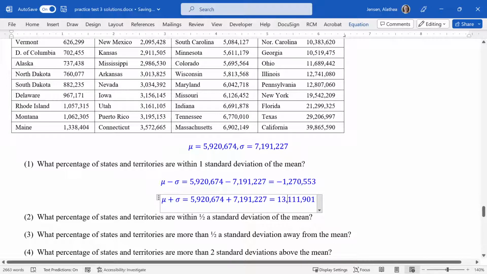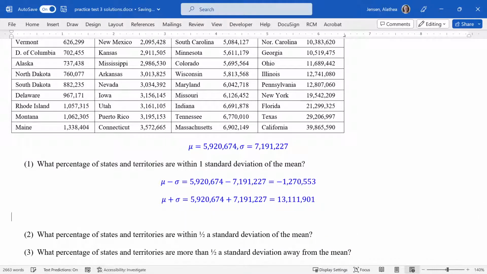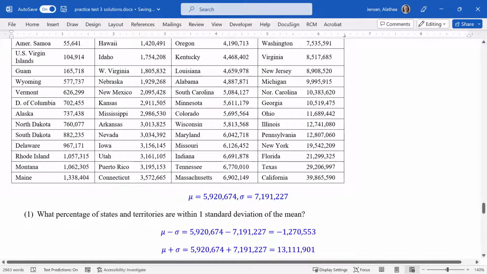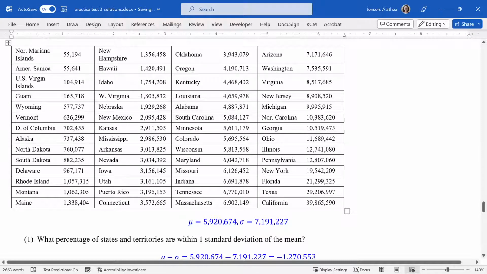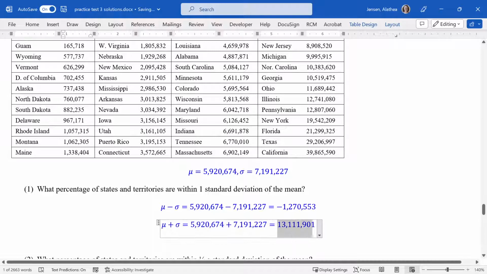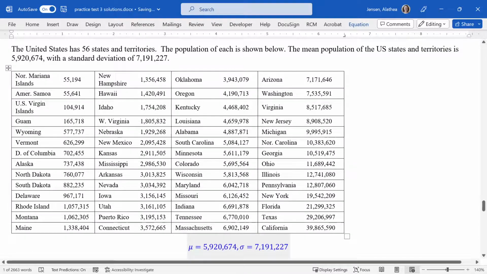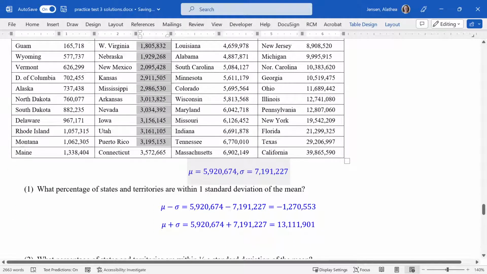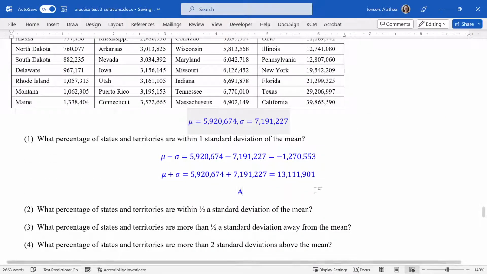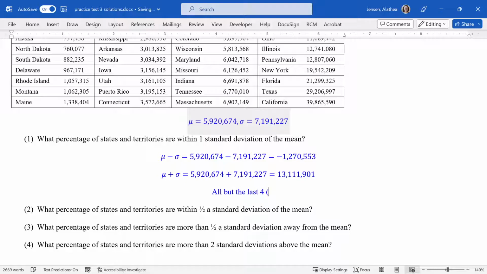Okay, so we want to know what percentage of states and territories are between these two numbers. First we need to count how many are between those two numbers. Starting with the smallest one, going all the way up to 13 million and some. These are in order down the columns here. So 13 million, looks like it stops right here. Pennsylvania is actually the last one that is in that range. So it's all but these last four, which are New York, Florida, Texas, and California.